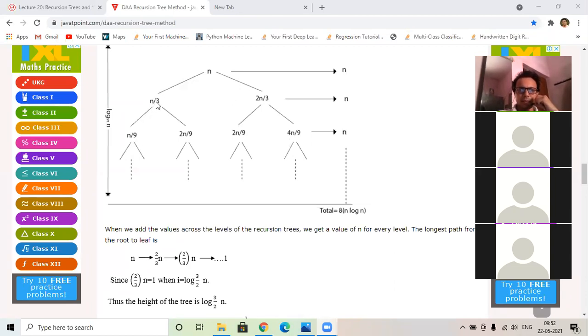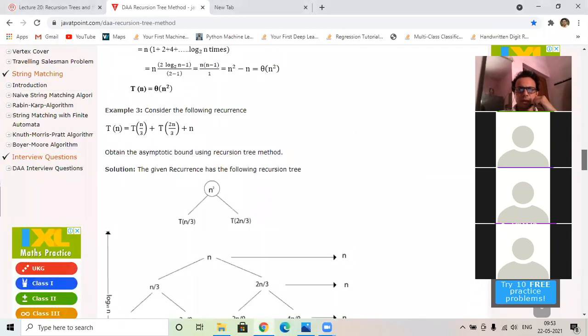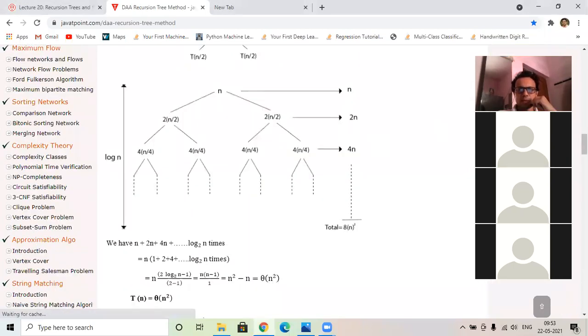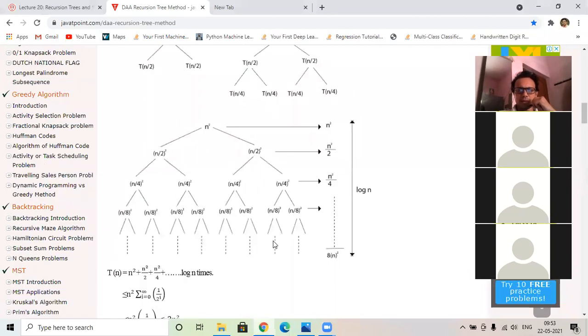From the starting, it has fewer terms, and here it has more terms. So here it will be a right biased tree. It will not be a balanced tree. Understood? So here we have to consider the height. In the previous example, we have not considered the height, because there it was a balanced tree, so the height does not matter. Only each level matters: how much time it is taking, and we sum that up.